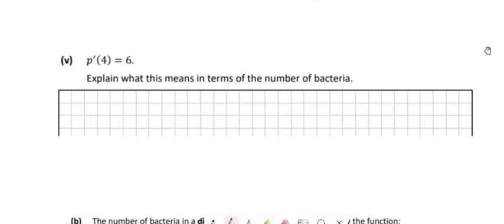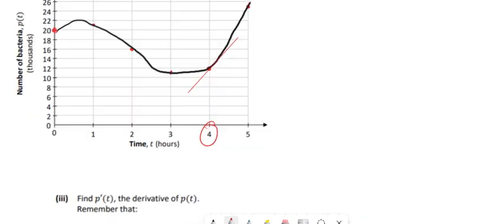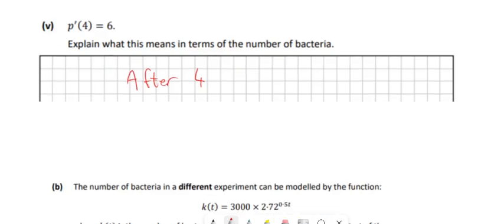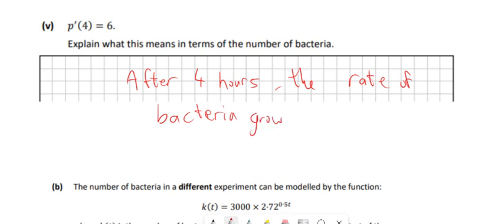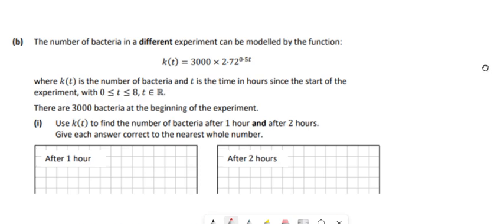So that means after 4, sorry, I think it's hours. Yeah, T is in hours. After 4 hours, the rate of bacteria growing is 6. So at that stage, they're growing by 6 bacteria per hour.